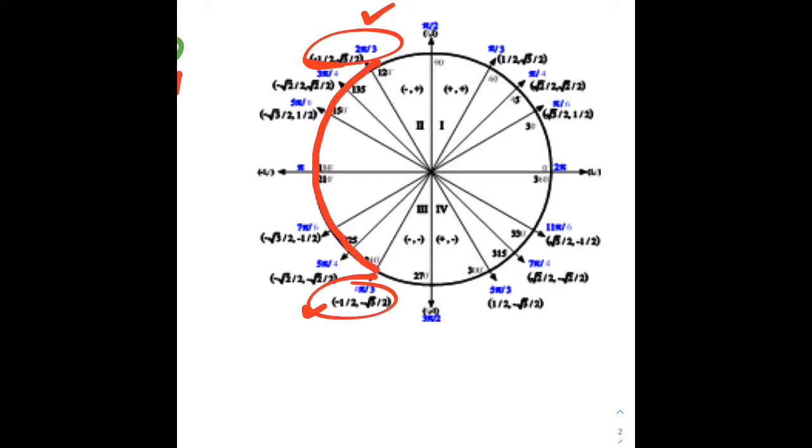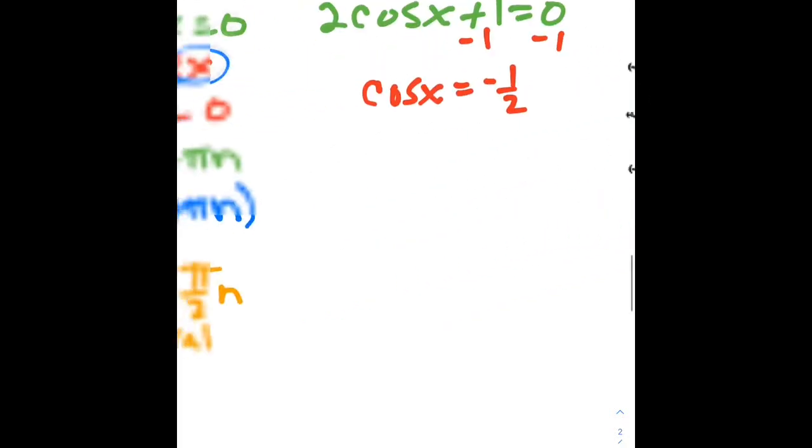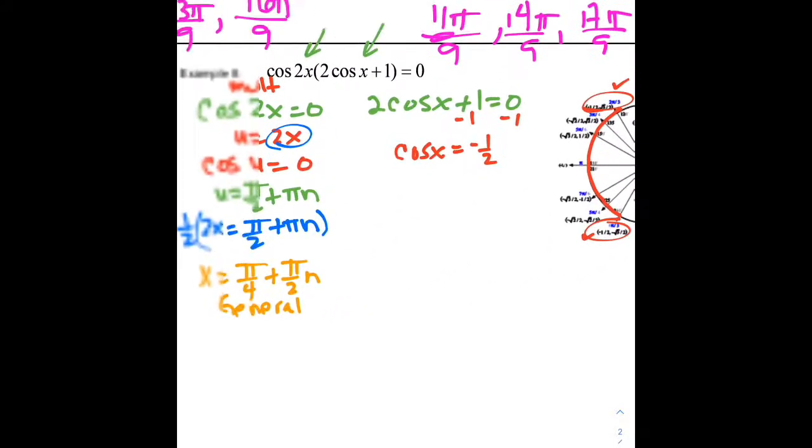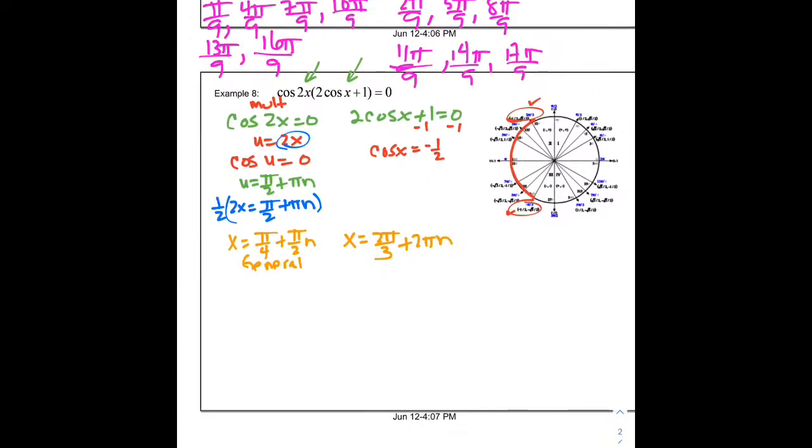Unfortunately, the distance between those two is not pi, so there is no way to write them efficiently. So let me write this in yellow ink. If I wanted to talk about my general solution, I would have to write it as 2 pi over 3 plus 2 pi n, and I would have to write the last one separately as x equals 5 pi over 3 plus 2 pi n. So this would be your general solution if the directions asked for general.